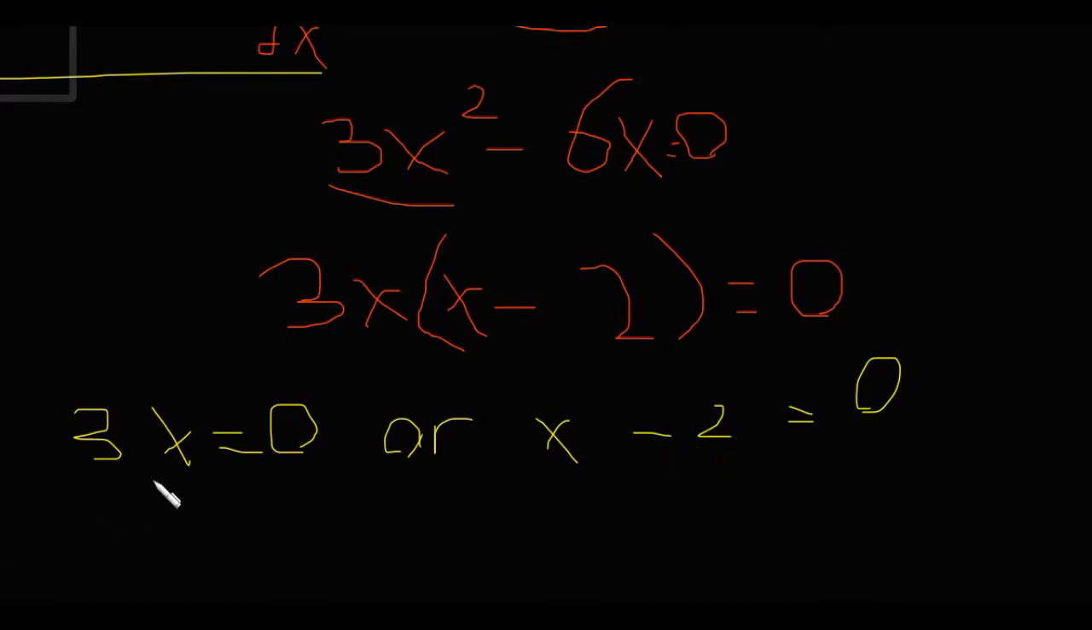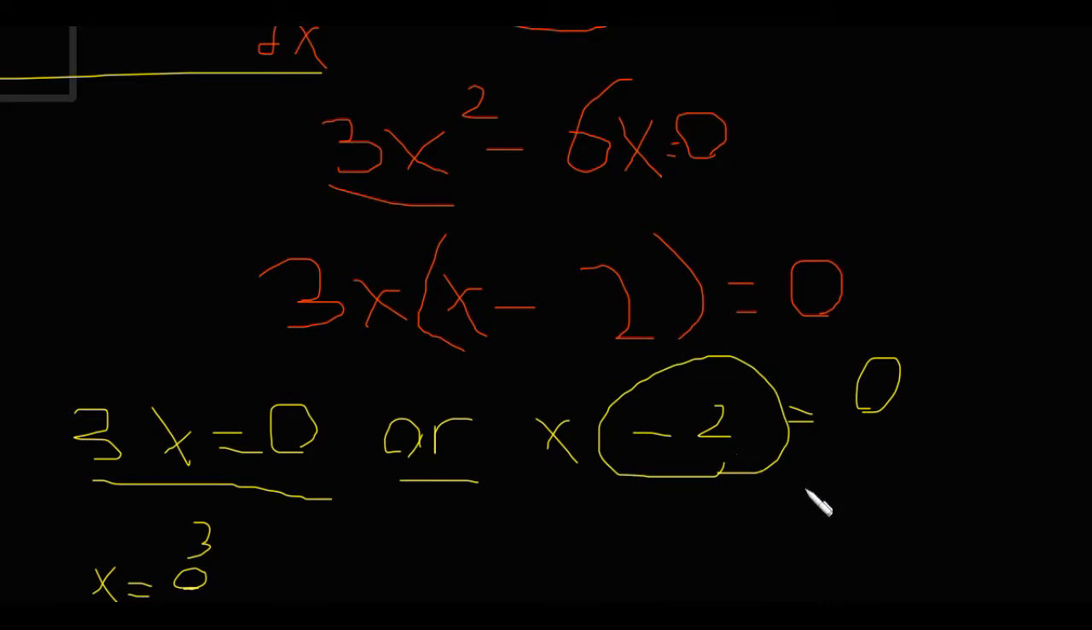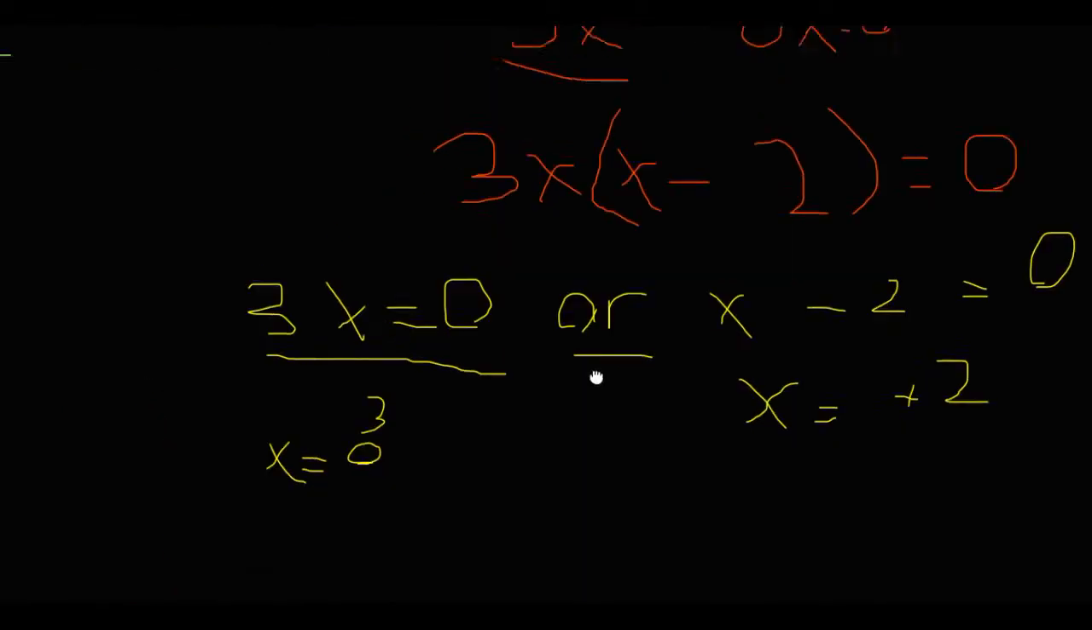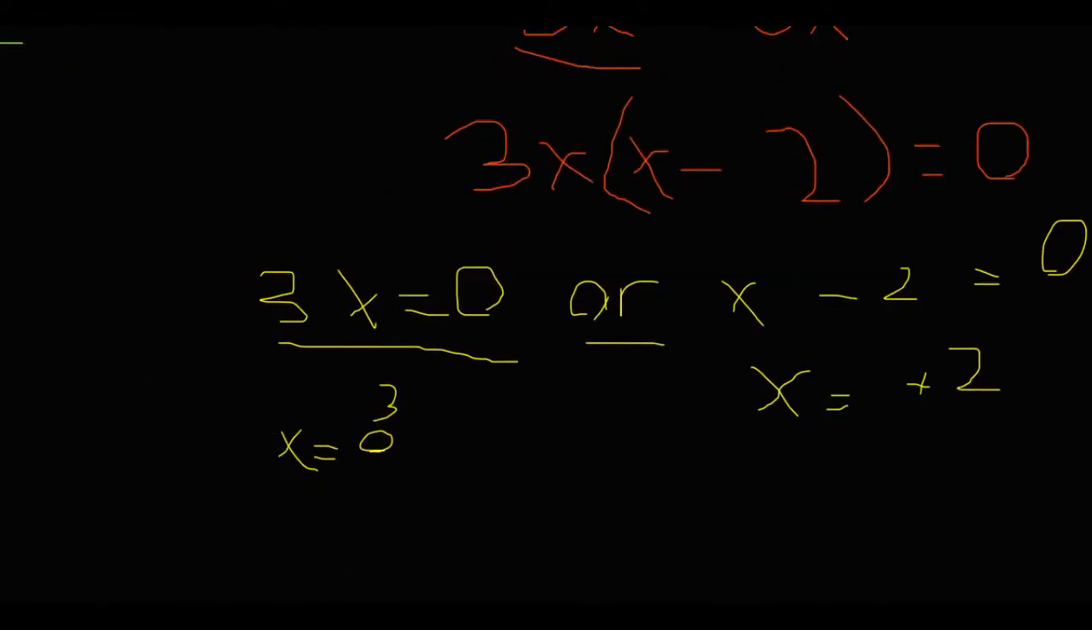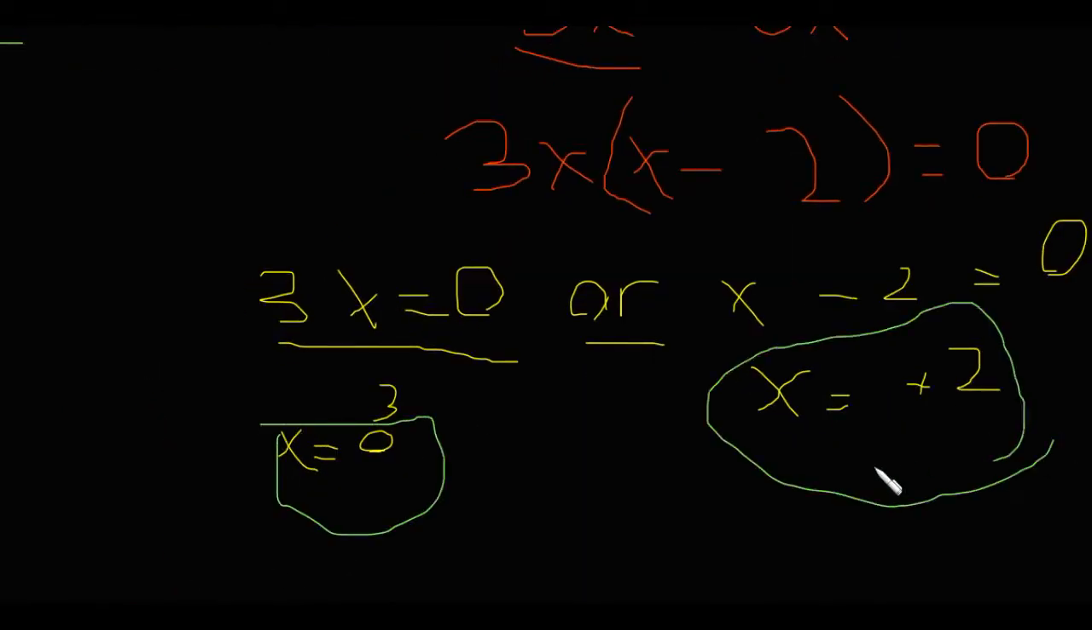And what do we get? If we divide both sides by 3, we get x is equal to 0 for this example, or x minus 2 equals 0. The minus 2, once it goes to the right side, will become plus 2. So for this, x will be plus 2. So until now what we have found is that the values of x coordinates on the maxima and the minima is either x is equal to 0 or x is equal to plus 2.